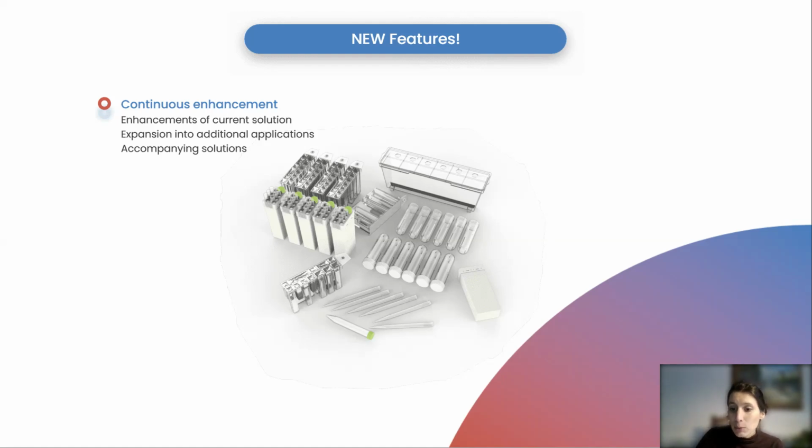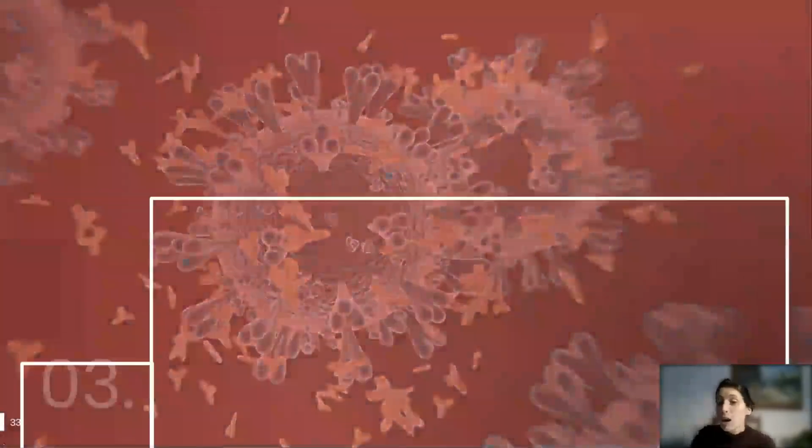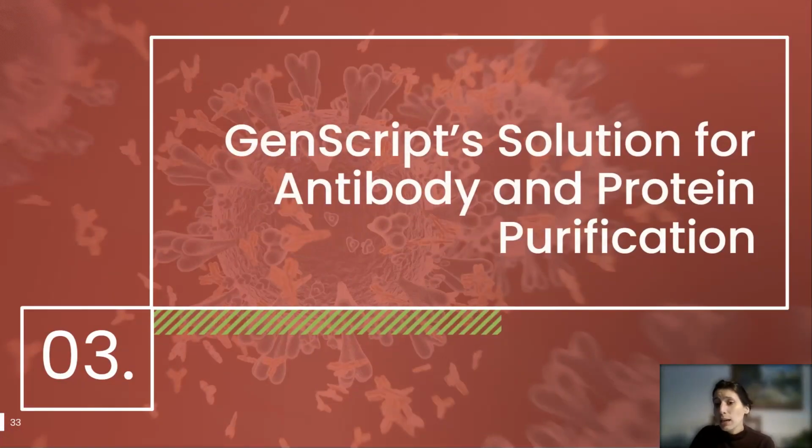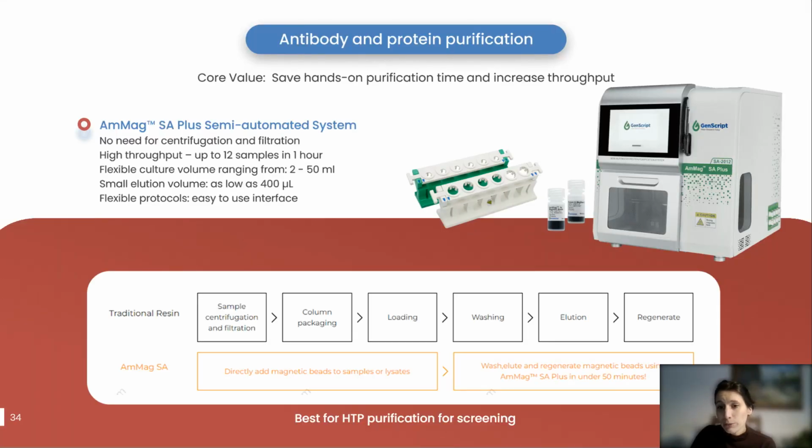this. And with that, I'm going to be talking about our automated as well as manual antibody and protein purification solutions. So some people might be very familiar with this instrument. We've had this solution for a couple years now, what we call the AmMag. This is an automated solution for antibody and protein purification. What's really nice about it is that it takes a tedious workflow from multiple hours to less than an hour. And the nice thing about it is that it can handle up to 12 samples in 1 hour.